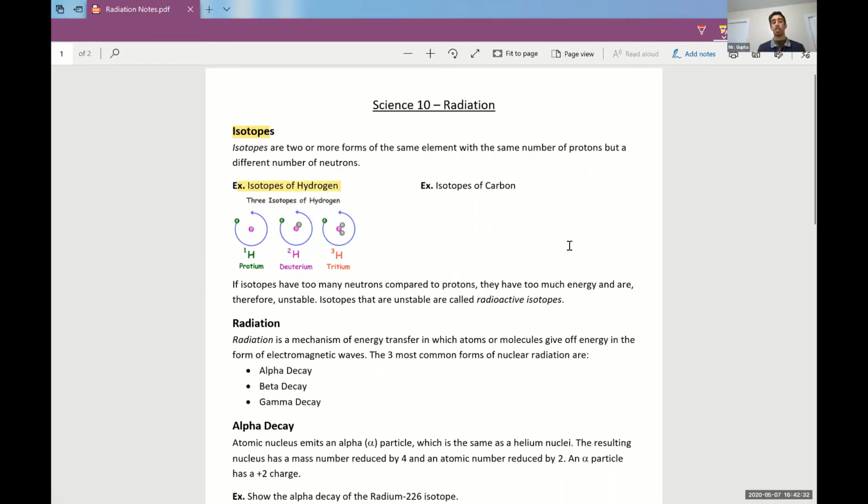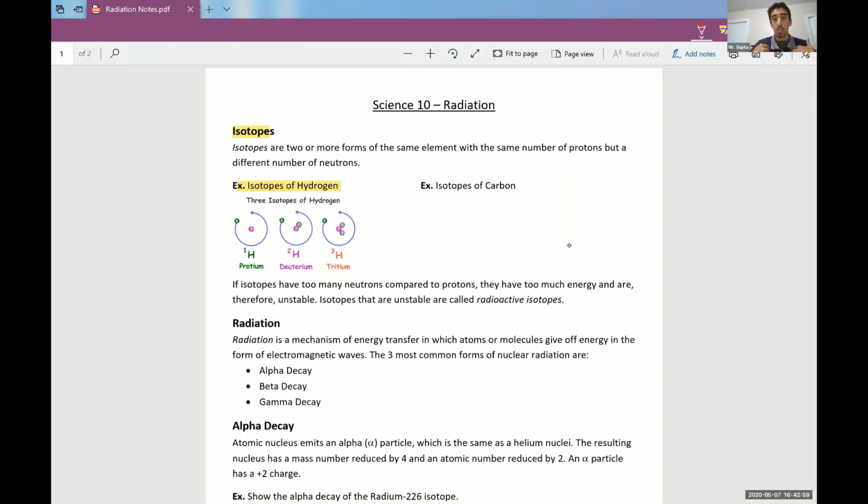Isotopes of hydrogen. In this diagram, I've shown three isotopes of hydrogen: hydrogen 1, hydrogen 2, and hydrogen 3. These hydrogens differ based on their number of neutrons. Next, let's look at an example of isotopes of carbon. This is just a random example. There are different versions of carbon.